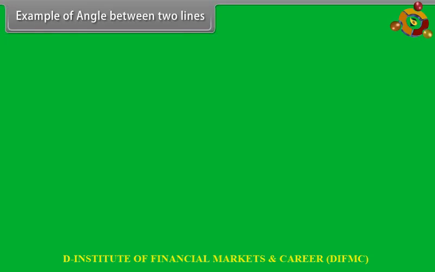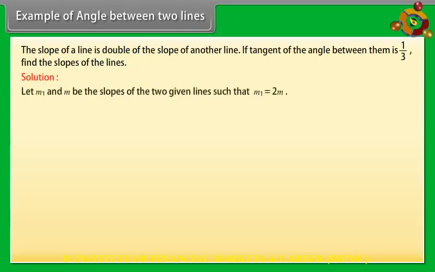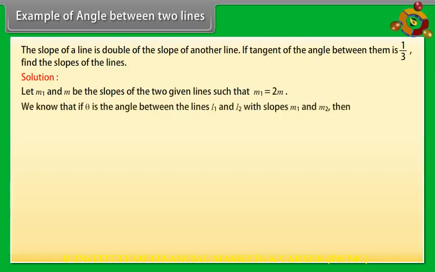Example of angle between two lines. The slope of a line is double the slope of another line. If tangent of the angle between them is 1/3, find the slopes of the lines. Solution. Let m1 and m be the slopes of the two given lines such that m1 is equal to 2m. We know that if theta is the angle between the lines L1 and L2 with slopes m1 and m2, then tan theta is equal to modulus of (m2 minus m1) divided by (1 plus m1 m2).